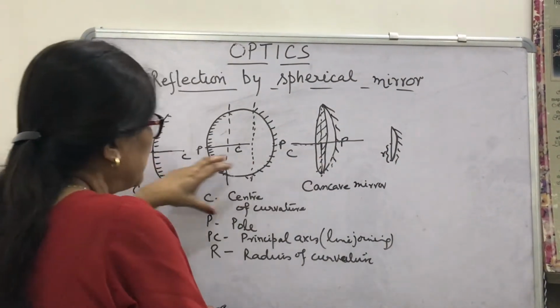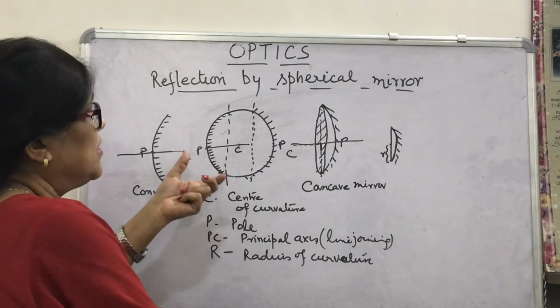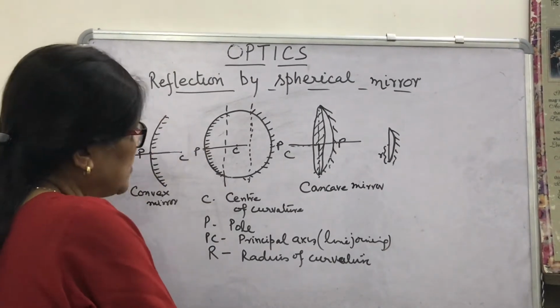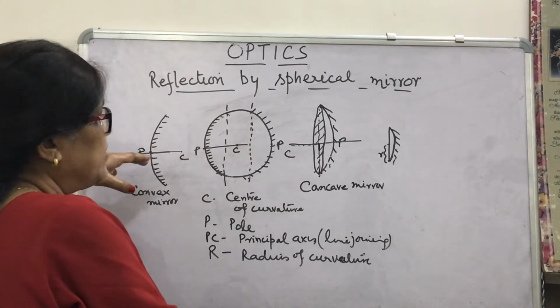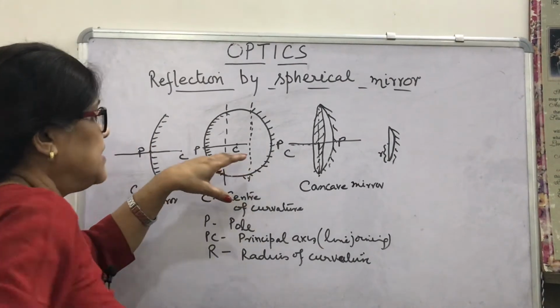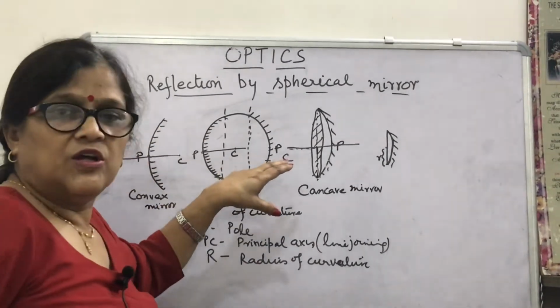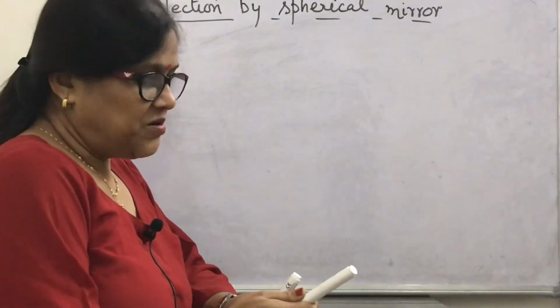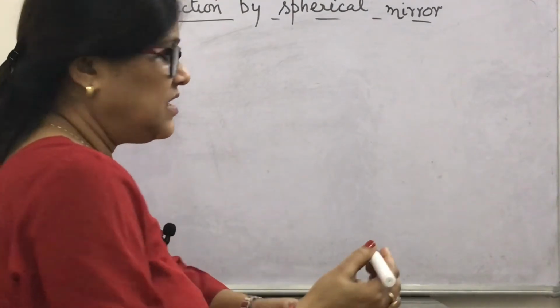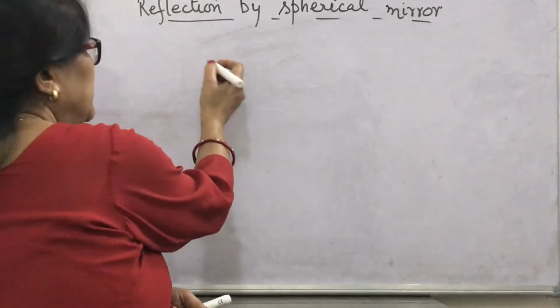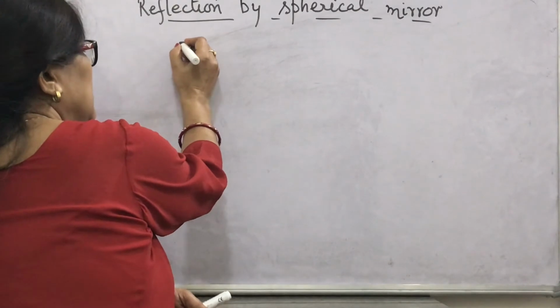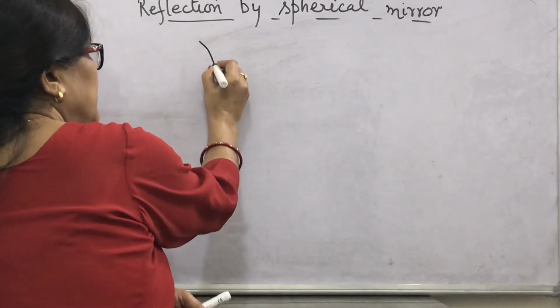With this terminology, how the rays, incident, reflected, what are the rules of reflection and sign convention, we will see. Now let's see how the reflected rays or the ray diagram is drawn from the spherical mirror. Let's see from the concave mirror.